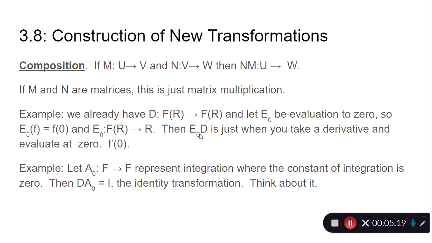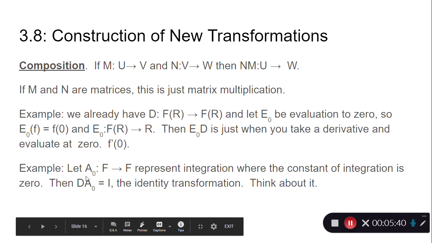So then this is a linear transformation. What does it do? Well, first it takes a derivative and then it plugs in 0. So the effect would be f prime of 0. This linear transformation would give you the derivative evaluated at 0.